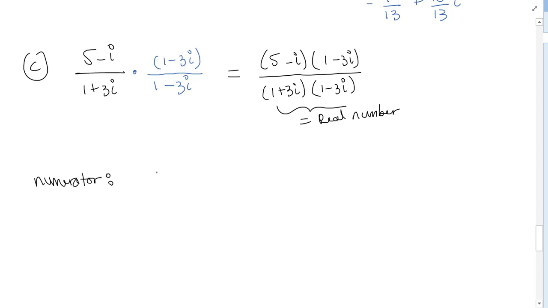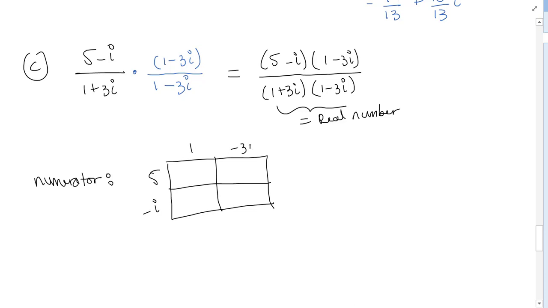Multiply it out. You can either use FOIL or the box method. So I'm going to have (5 - i) and (1 - 3i), and then just multiply. 5 times 1 is 5. 5 times negative 3i is negative 15i. Negative i times 1 is negative i, and negative i times a negative 3i, so negative times a negative is positive, I'm going to have 3i squared. That i squared is negative 1.